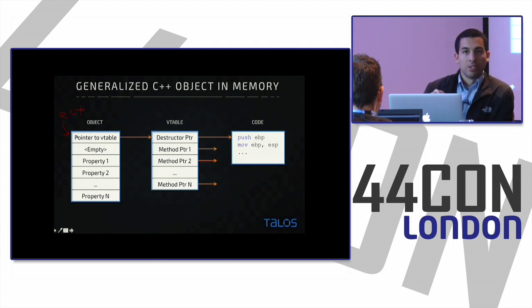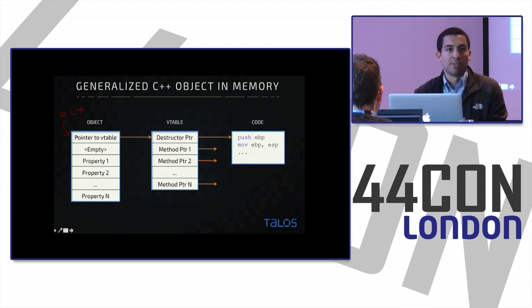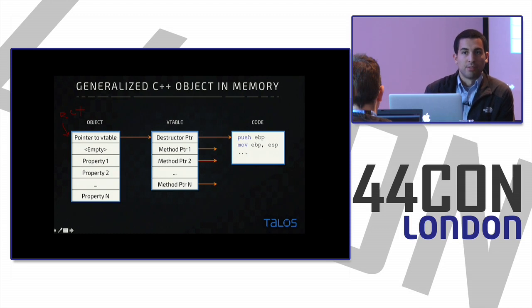The first address inside the object itself is going to be a pointer to the vtable. In the instance where we do not have a vtable, however, there will not be any vtable. It will just be the same as if you were to define a structure. That pointer to a vtable is going to contain all the different methods inside the class that can be called. And all of those methods are going to be virtual methods. They're not going to be ones that are not defined with the virtual keyword.